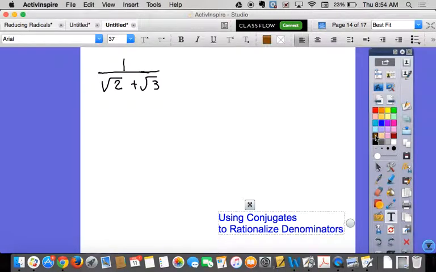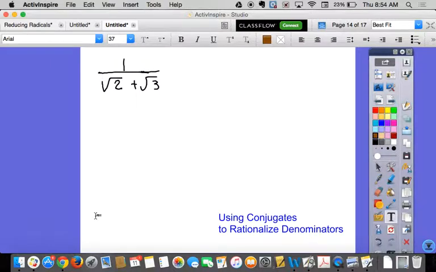Okay, one last thing. Let's look at using conjugates to rationalize denominators. We talked about conjugates in the last video, so if you didn't watch that, you may want to go back and look at multiplying binomials with radicals, because at the end we were talking about conjugates. So just a quick overview.